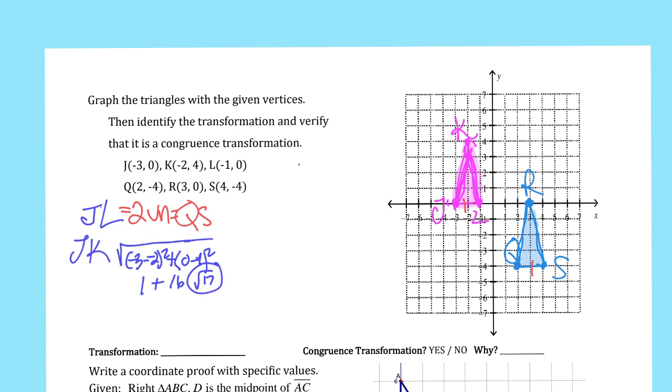And so let's do the distance. It should match with QR. So let's try QR.